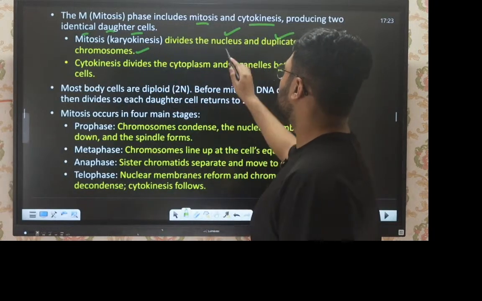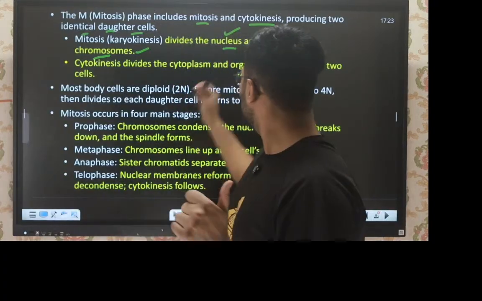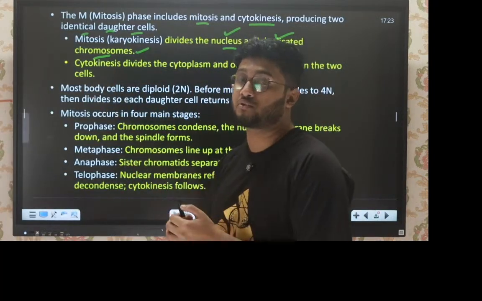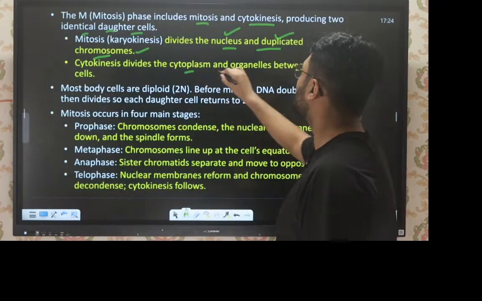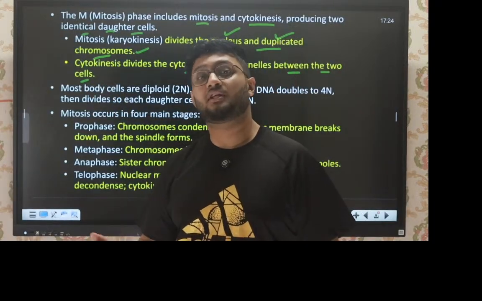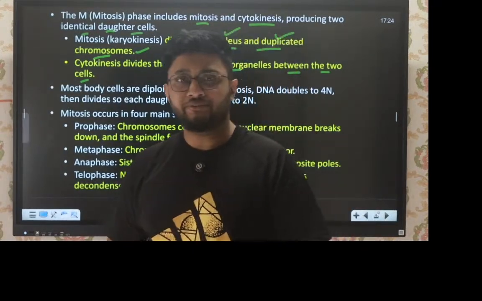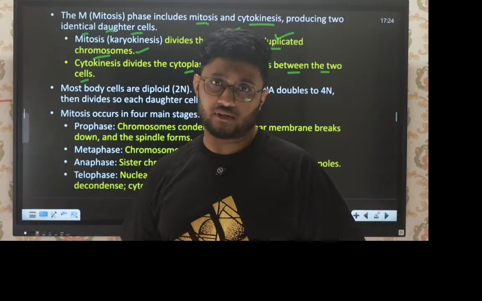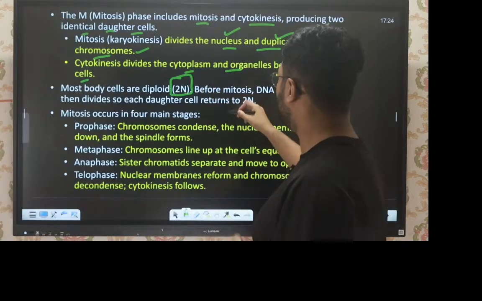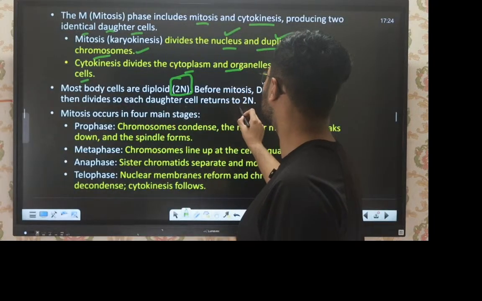Chromosomes. So what happens in mitosis, as I said earlier, the nucleus is replicated and duplicated as well as the chromosomes. And cytokinesis involves the cytoplasm and the organelles being divided between the two cells. The number of chromosomes doubles and the number of organelles doubles, so that the single mother cell can divide into two separate daughter cells. Most body cells are diploid. Before mitosis, DNA doubles to 4n and then divides. Each daughter cell returns to 2n.